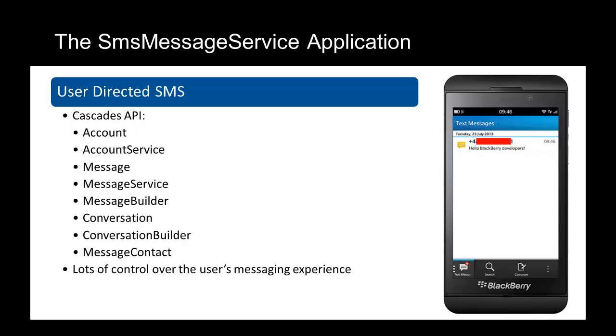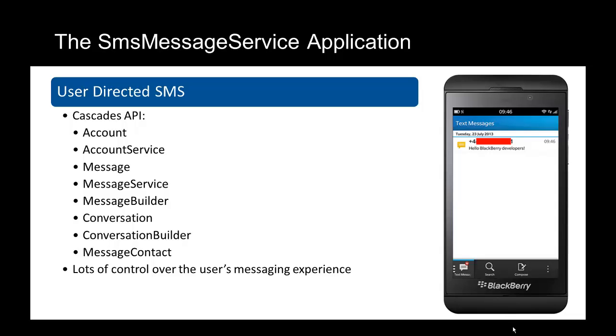There is of course a message service object as well, or class, and that gives us access to generic messaging capabilities. There's a message class which represents a message of some sort. And we have a really useful class called Message Builder that makes it very easy to build messages with different attributes. I mentioned conversations earlier on. Well, we have a Conversation Builder class that lets us build conversation objects. And we have a Message Contact class which represents the recipient of a message, often drawn from our address book. So we have lots and lots of control through this collection of APIs over the user's messaging experience.